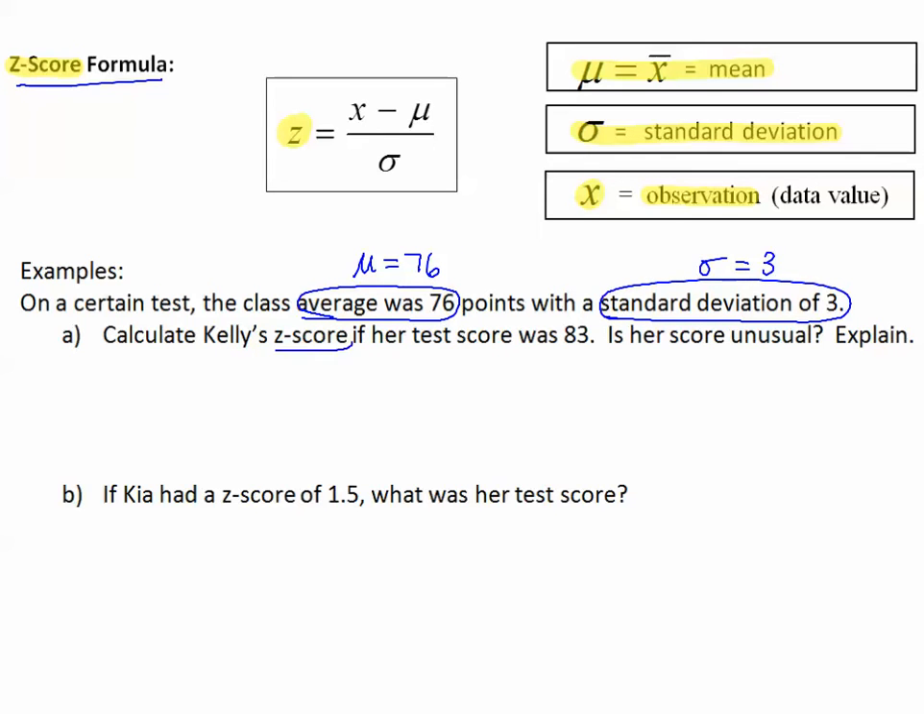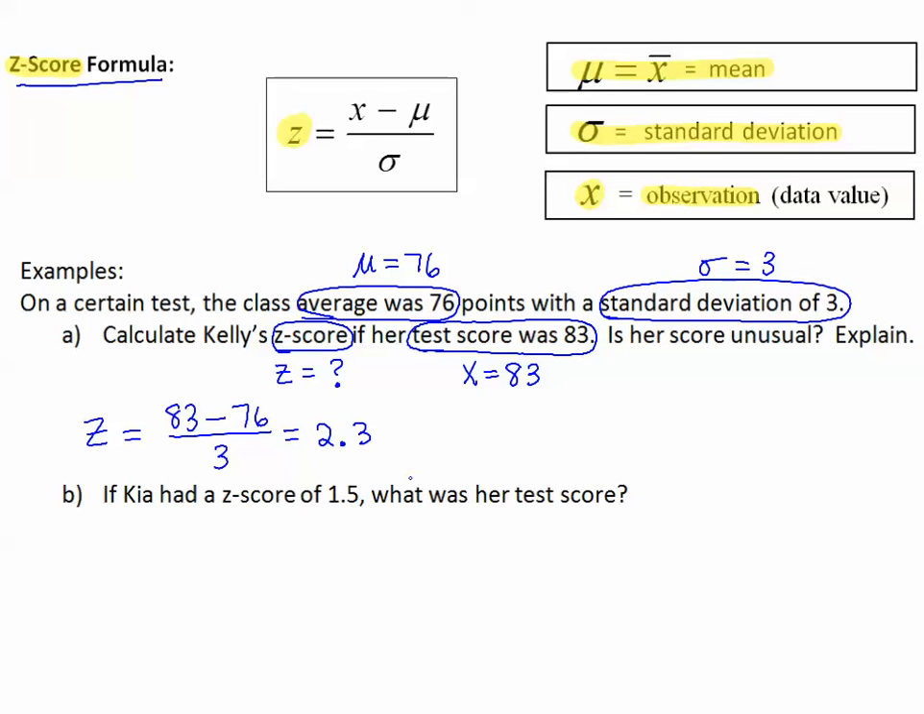Calculate Kelly's z-score, so that's what we don't know. Z is the question. If her test score was 83, that's the observation, so that's x. X equals 83. So using this formula, first we put z. We don't know z, so we write z equals, then we put x. X is 83 minus, then we put the mean. We wrote the mean as 76 divided by, then we put the standard deviation, which we said was 3. That equals 2.3. So that is Kelly's z-score.